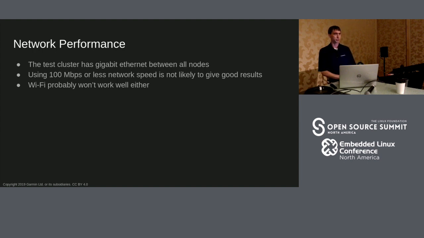Network performance is crucial to getting good performance out of Icecream. You need a fast and low latency network. In the cluster that I ran our tests on, all of the nodes have a gigabit link between each other, and they're all on a single subnet. I don't recommend using anything less than 100 megabits, and even that's pretty slow when transferring the toolchains. I also don't recommend Wi-Fi, as latency and drops cause a lot of problems.